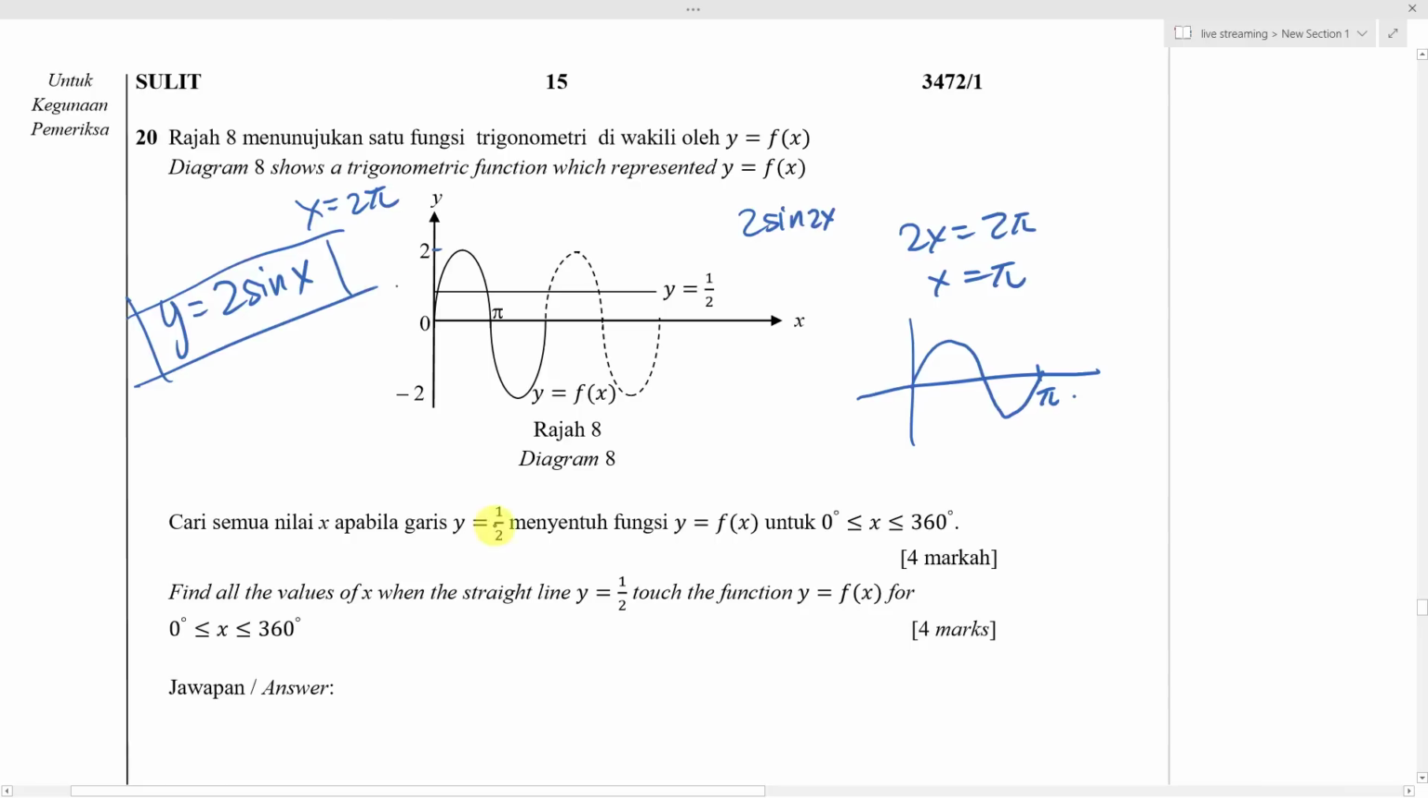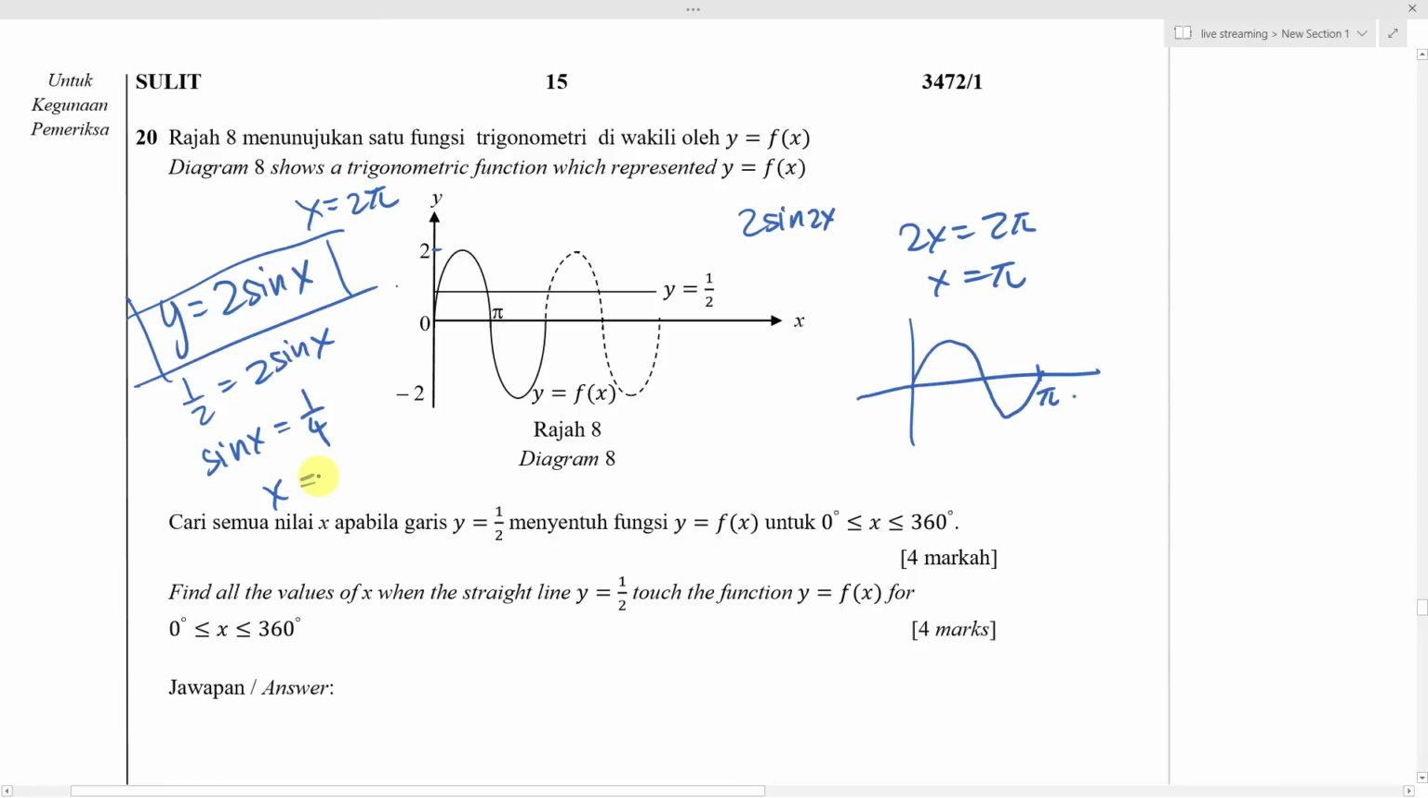Okay, so when y equals half, I will just substitute my half into here. So 1 over 2 equals 2 sine x. So sine x will equal 1 over 4. Then I will find both of the angles.